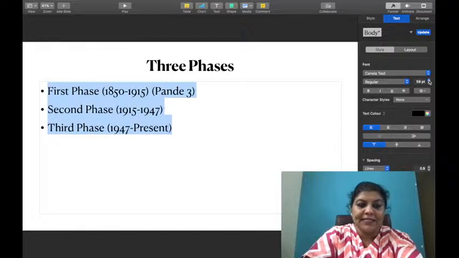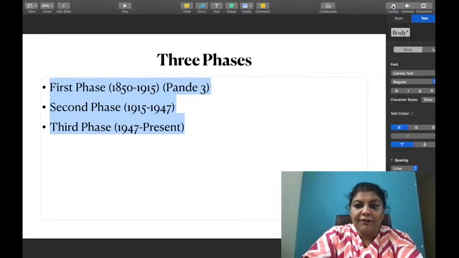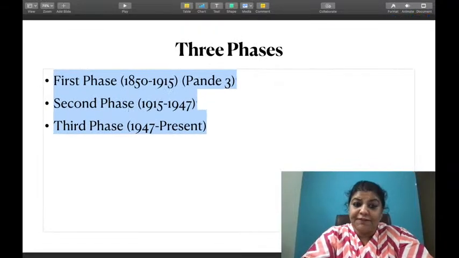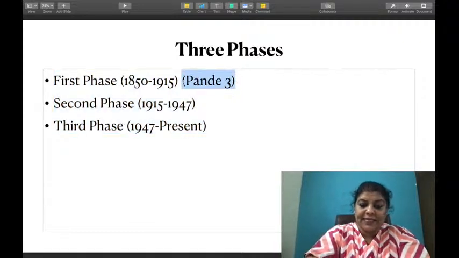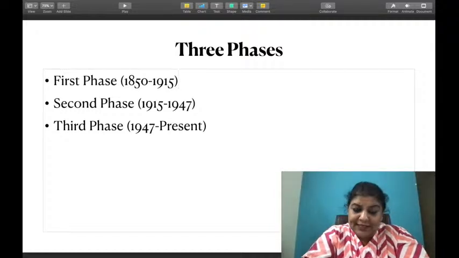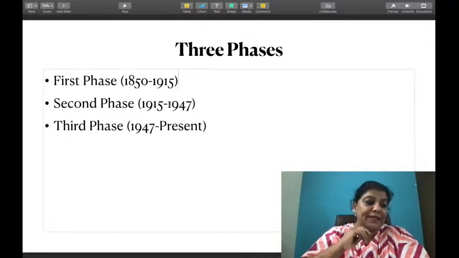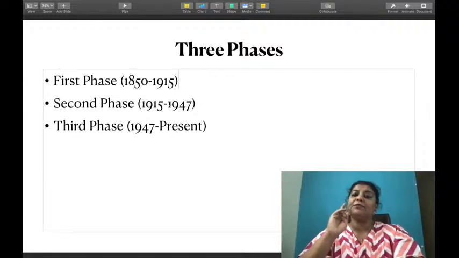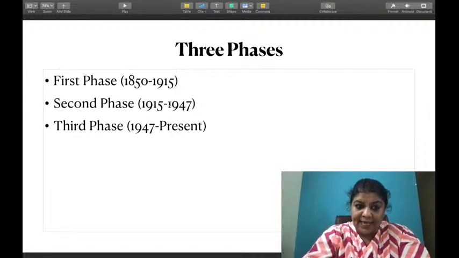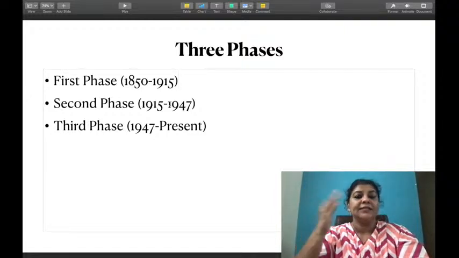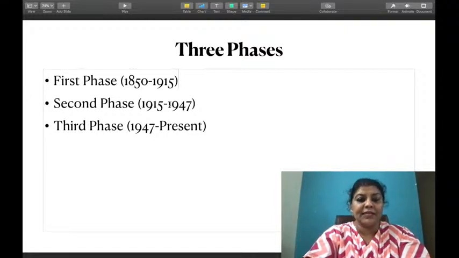The first phase is 1850 to 1915. And the second phase is 1915 to 1947. So, before independence itself, there were two major phases. There were two phases before independence. And then we have 1947 to the present, which is further subdivided, okay? Which is further divided into different categories.